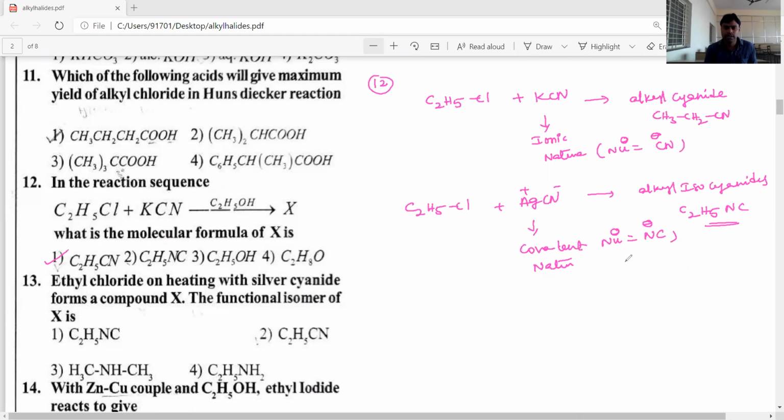C2H5NC. Okay. Now let's see what they asked in the 13th question. Ethyl chloride is heated with silver cyanide, AgCN. See, they are asking in a different way, but the main theme is we have to remember the chemical properties and preparation methods of alkyl halides. Then we can solve these kinds of questions very easily. AgCN is present, so the product is C2H5NC. Isocyanides are the products. Okay students, let's go for the next question.